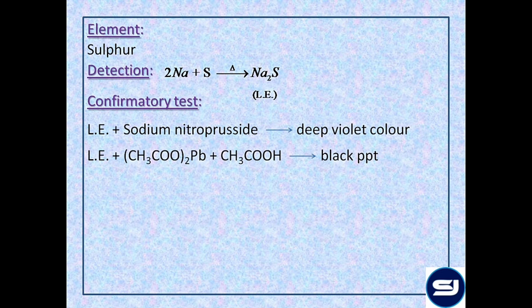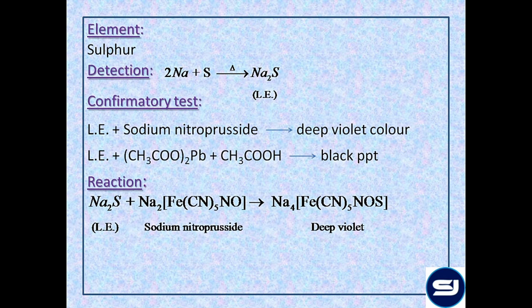So for that, let's understand the reaction. So first, sodium nitroprusside reaction. The lassaigne extract is reacted with sodium nitroprusside. Look at the formula of sodium nitroprusside. It is Na2[Fe(CN)5NO]. Sodium nitroprusside is Na2[Fe(CN)5NO]. Now, this particular complex IUPAC name could also be asked.